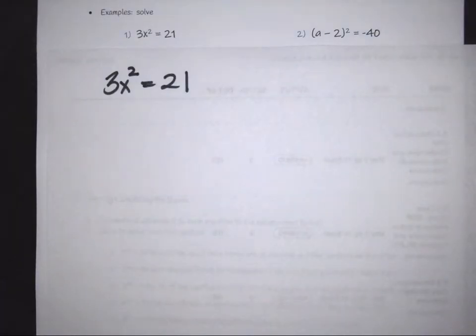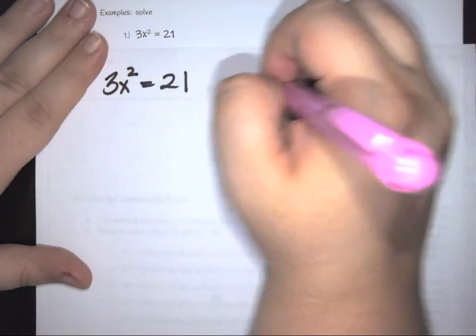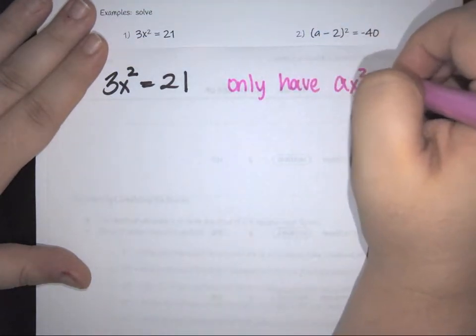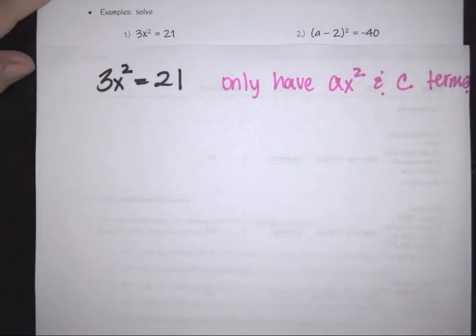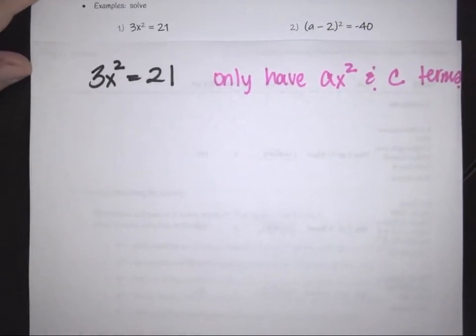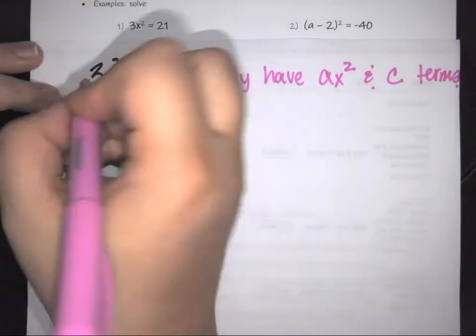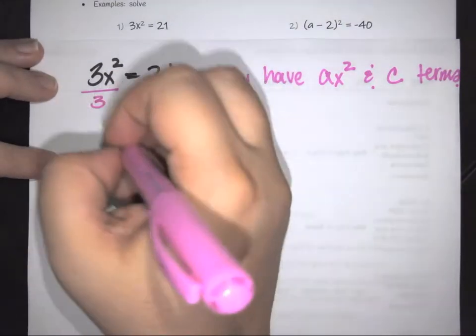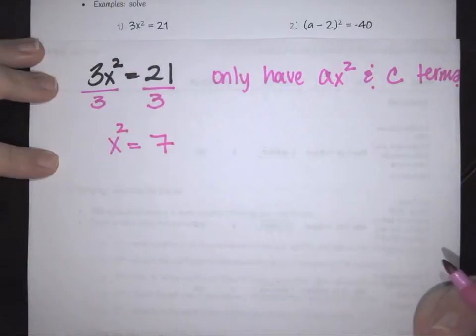So with this, what you need to notice or recognize is that in this problem, I only have ax squared and the c terms. Because of that, it means that we can go ahead and use the square root method. So the square root method says we have to isolate the square term. So that means I need to divide both sides by 3. This is going to give me that x squared is equal to 7.